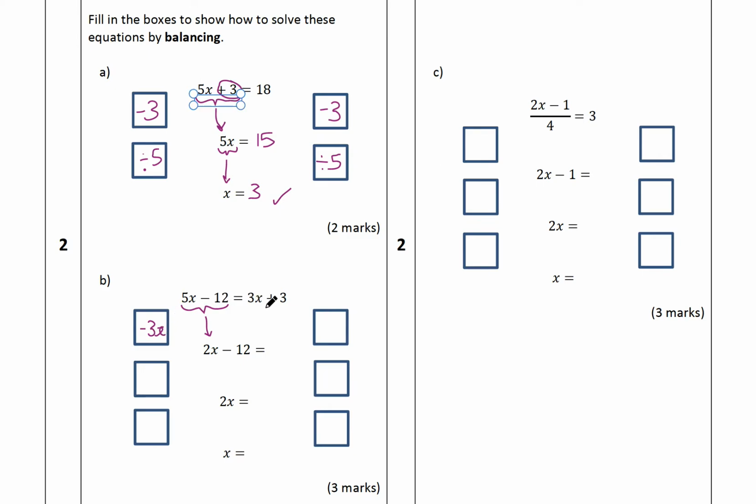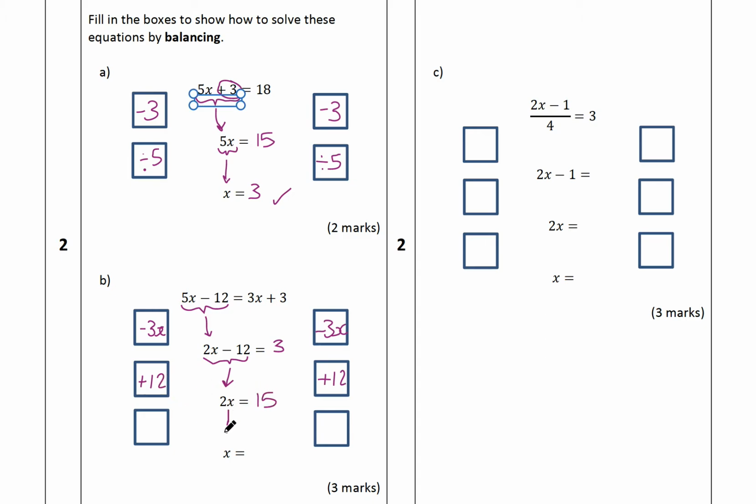Why did we take away 3x? We did it because we wanted to get rid of it from here. So we have to do it on this side as well, which means that's gone. Which means we've just got 3 on that side of the equation. How has this now turned into just 2x? We must have got rid of this minus 12. And to do that, we must have added 12. Do that on the right hand side, 3 add 12, and we've got 15.